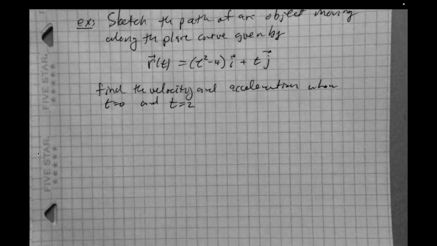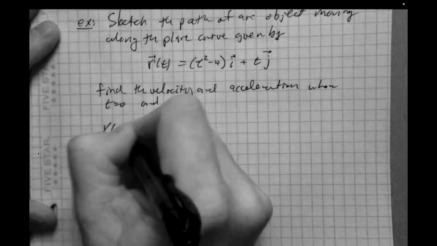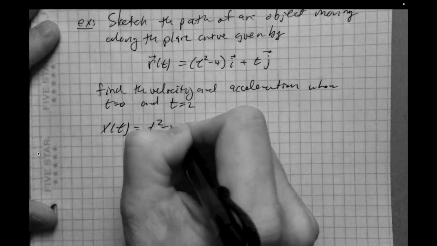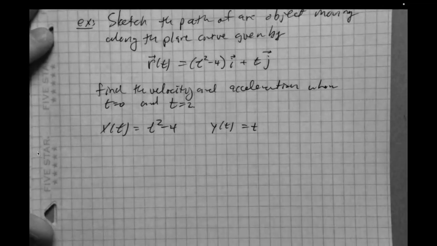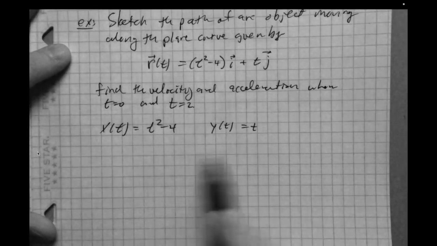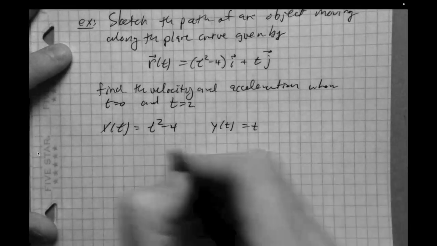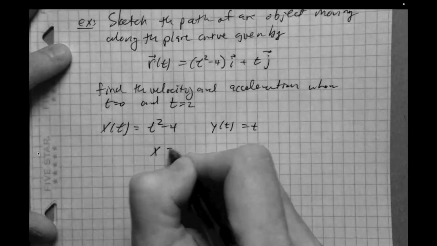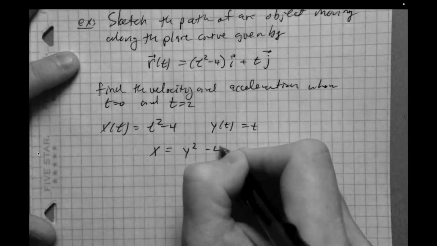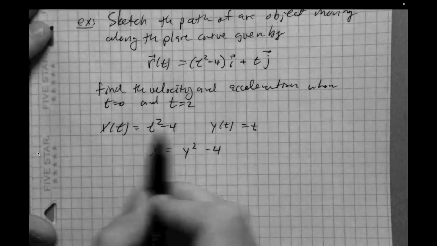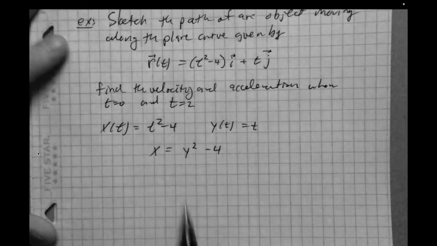So we can sketch the curve pretty easily, right? We can notice here that x of t is t squared minus 4, and y of t is just t. We can combine these two, and we see that x will be equal to y squared minus 4. Basically t equals y, so plug the y in over here.